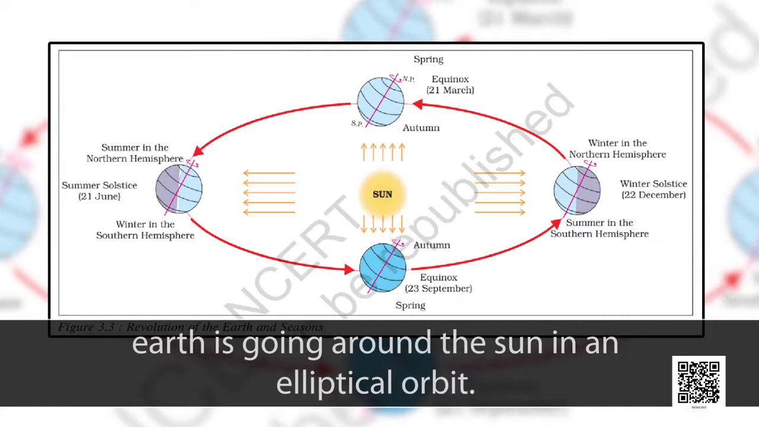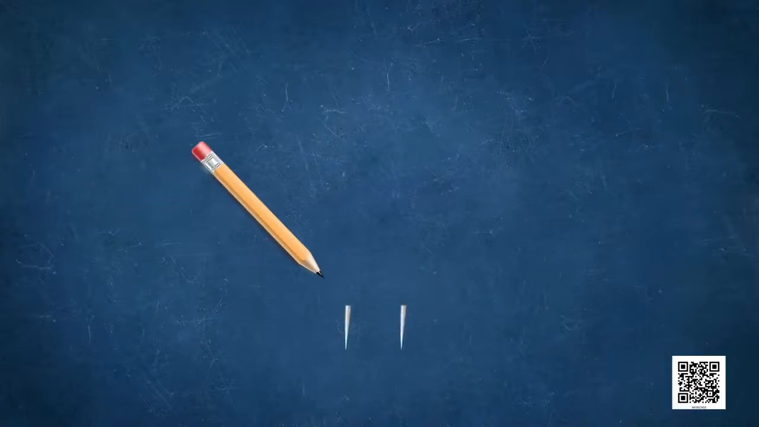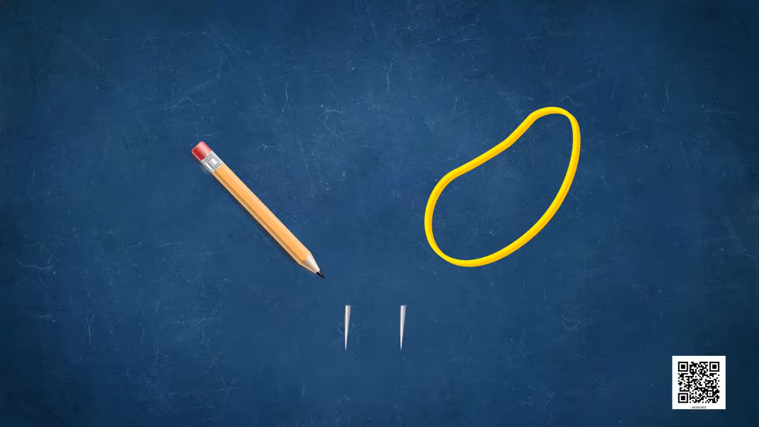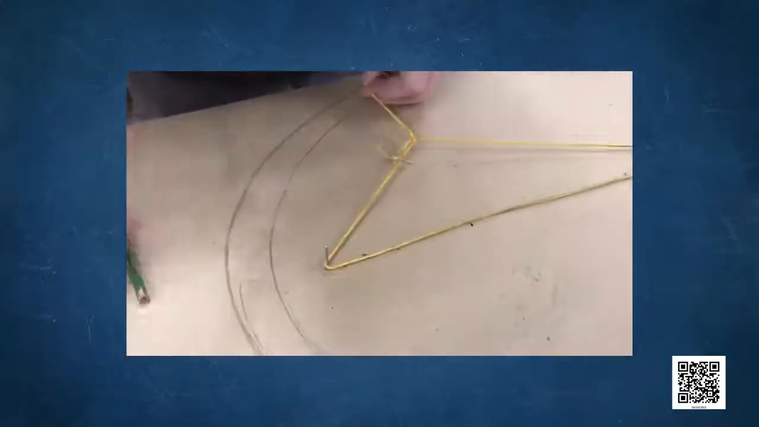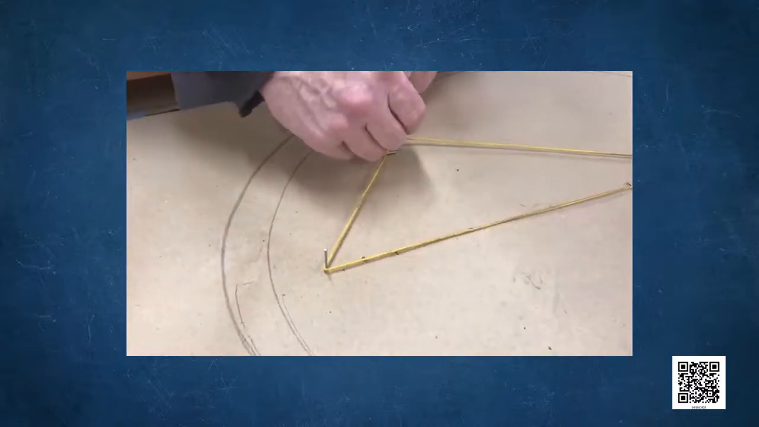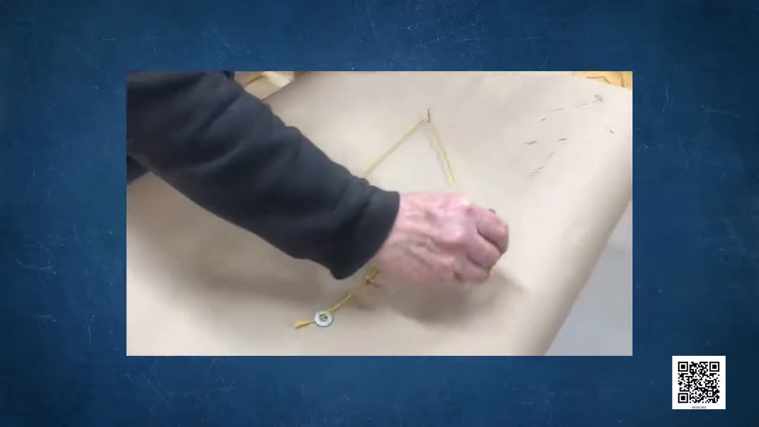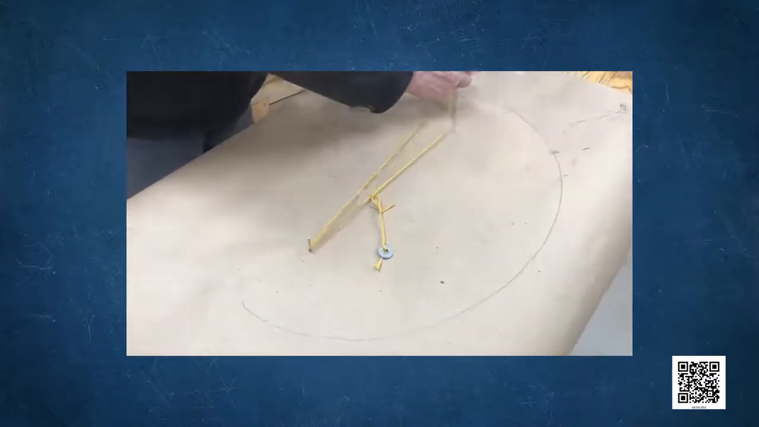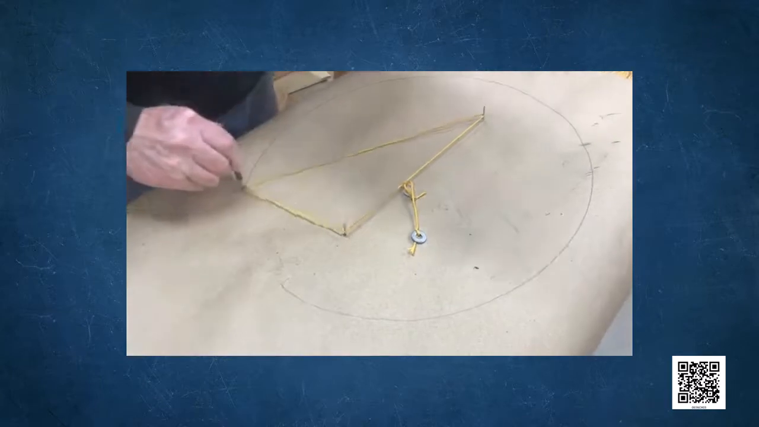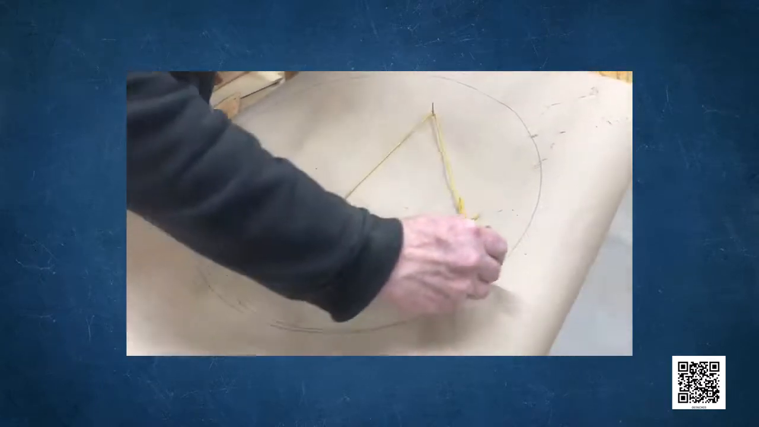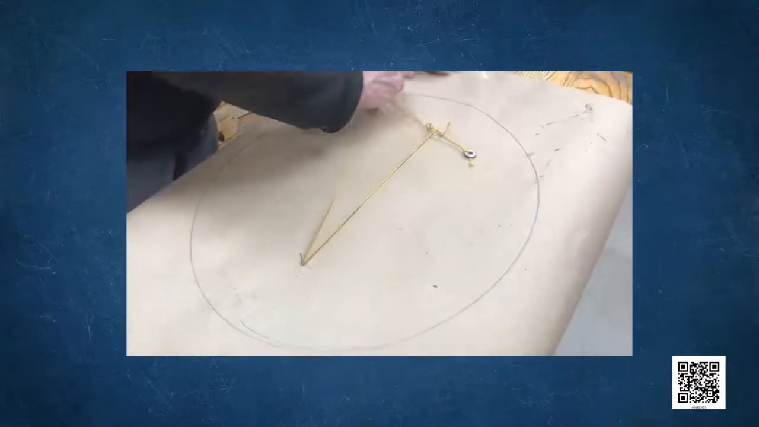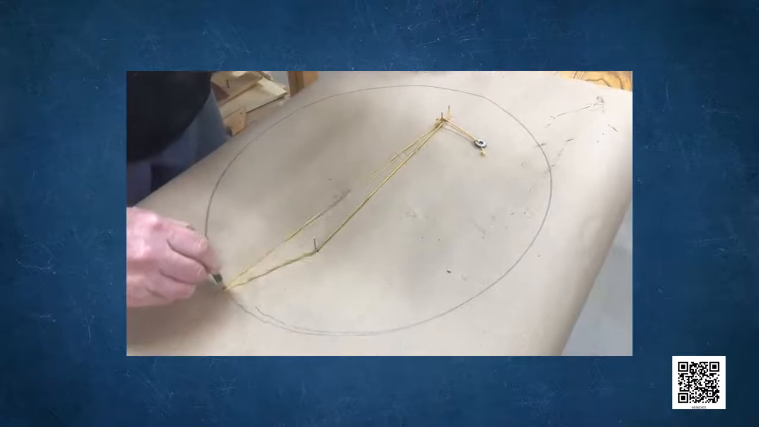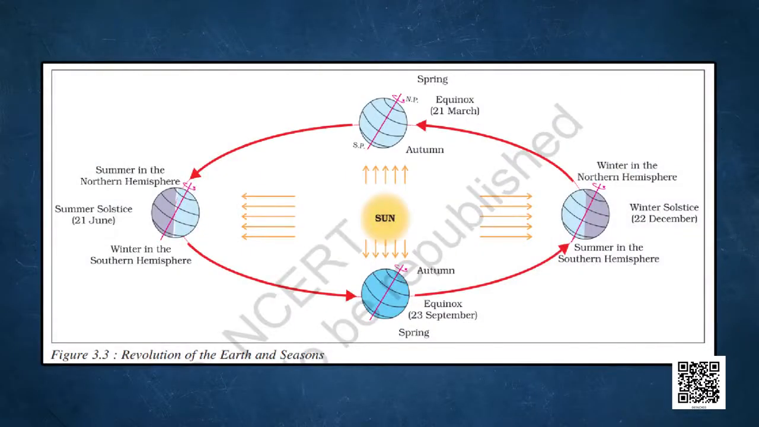Do you know how to draw an ellipse? Take a pencil, two pins, and a loop of thread. Now fix these pins on a paper as shown. Put the loop on the paper, enclosing the two pins inside the loop. Now hold the pencil and draw the line, keeping the thread tight and moving the pencil along it. The figure represents an ellipse. Notice that throughout its orbit, the Earth is inclined in the same direction, that is anti-clockwise.